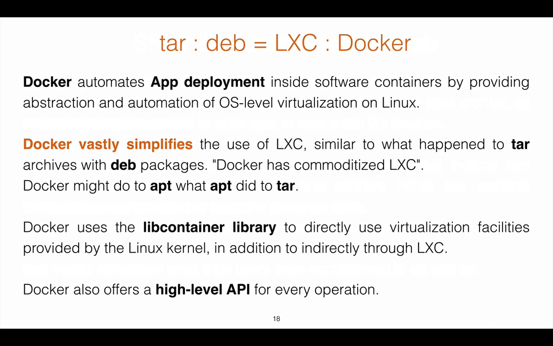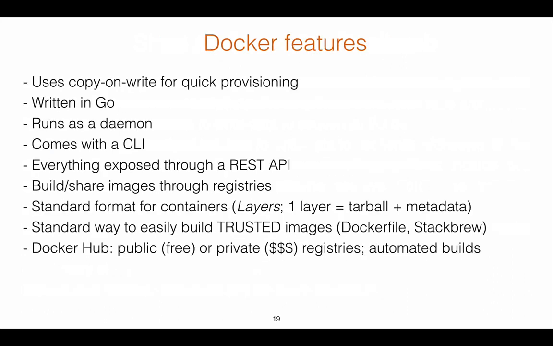Docker uses the libcontainer library to directly use virtualization facilities provided by the Linux kernel, and in addition to indirectly through LXC. And it also offers a high-level API for every operation. Those are some of the Docker features. It's written in Go, it runs as a daemon, comes with a command line interface, of course, and exposes everything through a REST API. You can build and share images through registries, and then from these images you can launch a container. And those containers have a standard format.